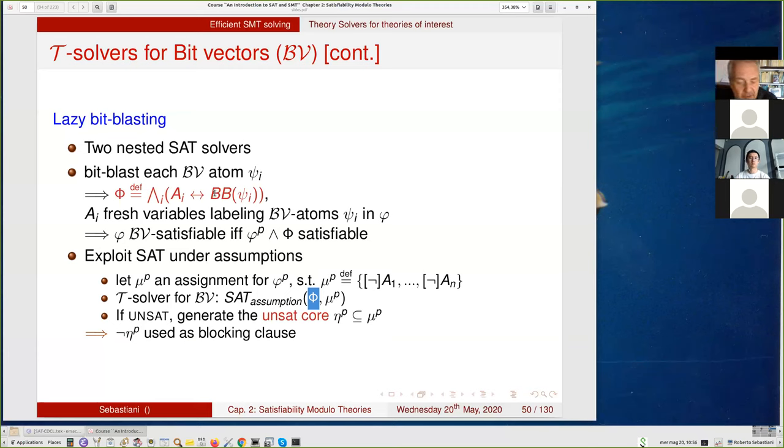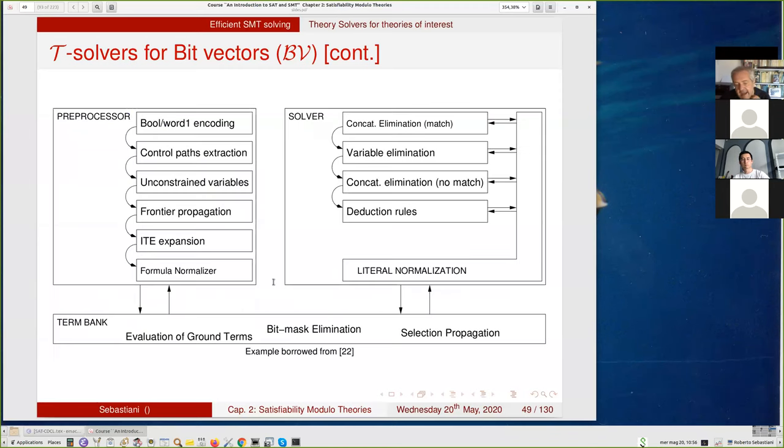But notice that if you have a truth assignment, then the encoding can be further simplified, right? Because this may cause some unit propagations, and substantially your SAT solver every time reasons only on the part of interest for it. And you can do this incrementally.